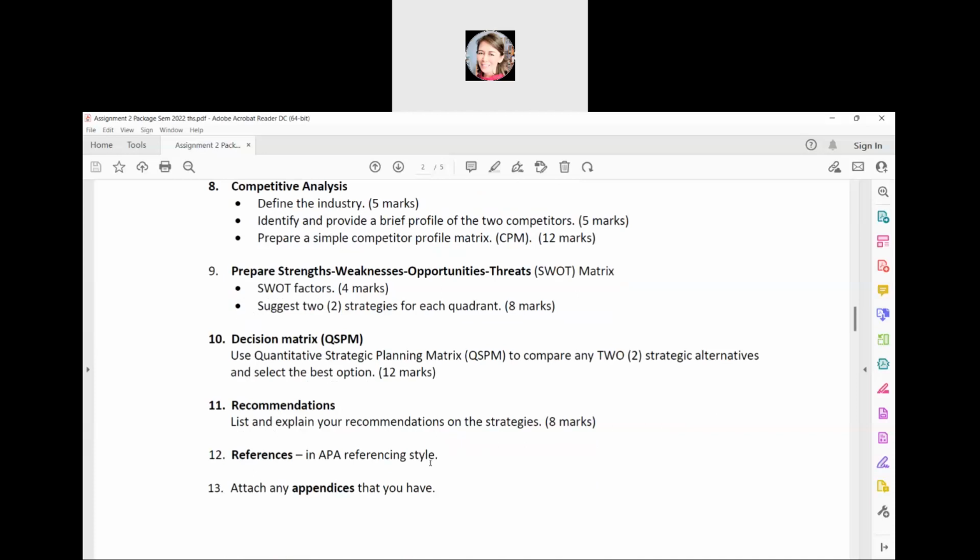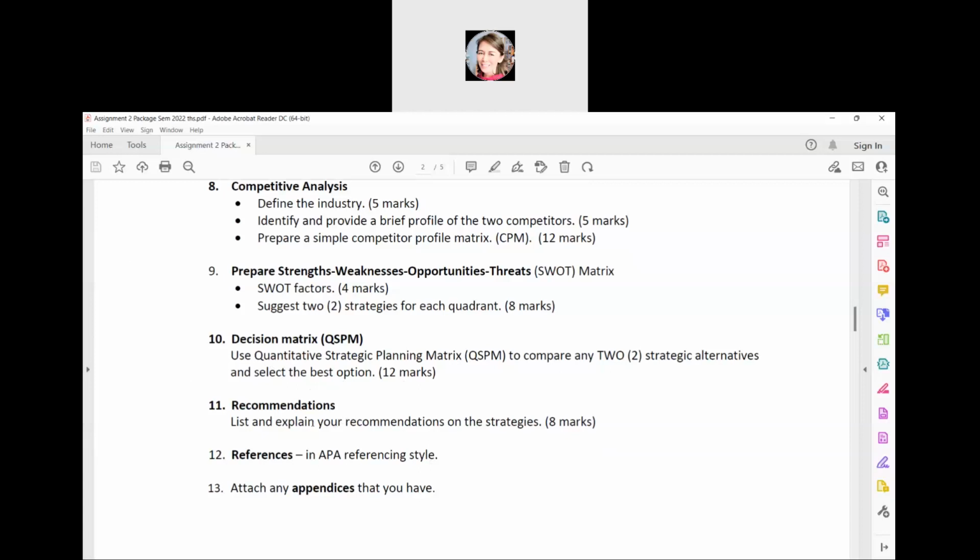Okay, now moving on to the next one. This is the last one that carries weight in here: Recommendation. List and explain your recommendations on the strategies, based on the best option that you have selected in stage three. What are your recommendations?